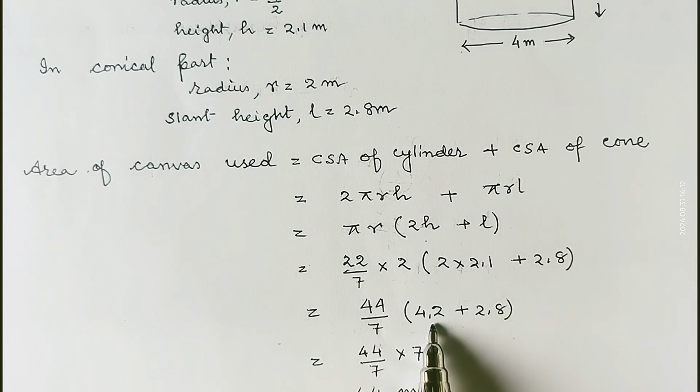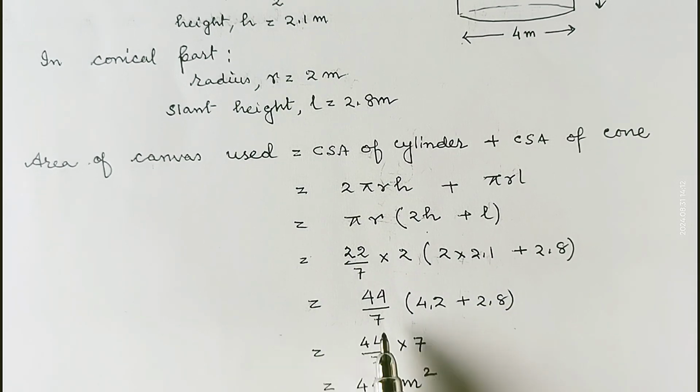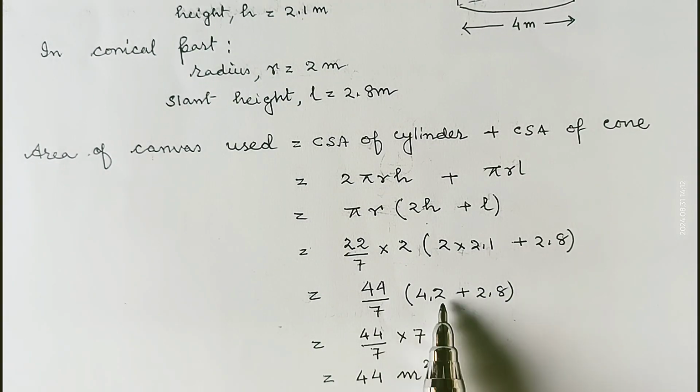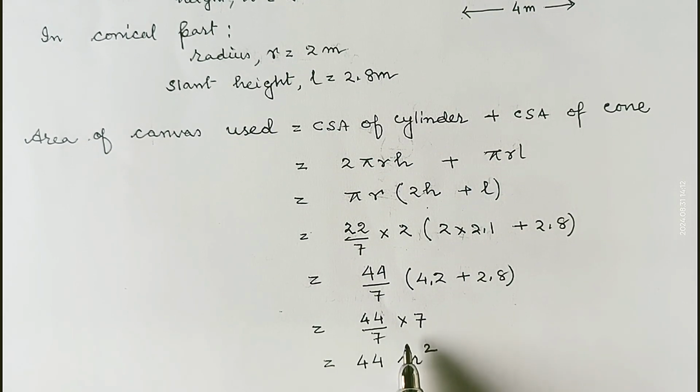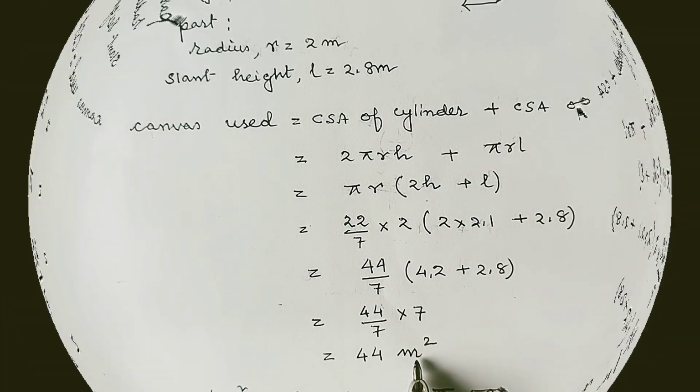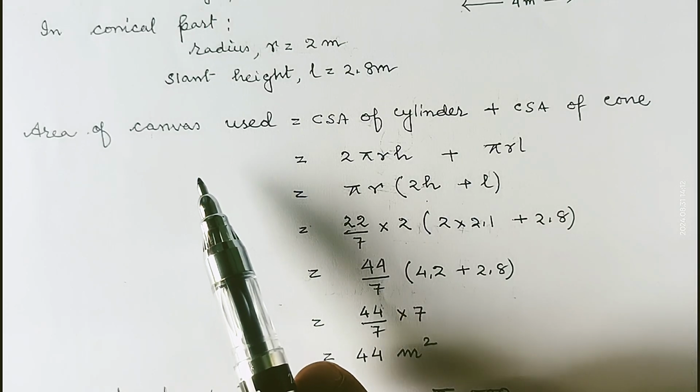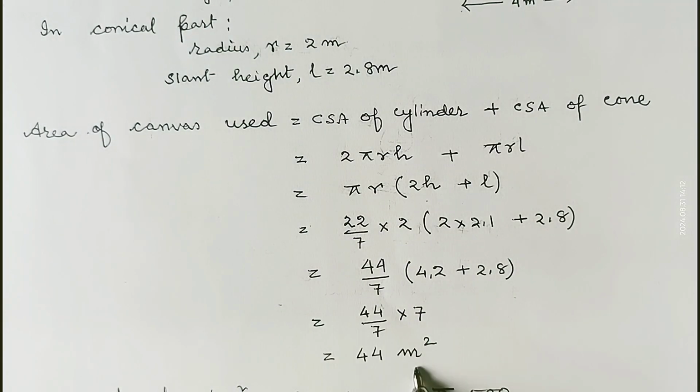2 into 2.1 is 4.2, plus 2.8. 44/7 into 4.2 plus 2.8 will give 7. This 7 can be cancelled. So we are left with 44 meter square. Therefore, the area of the canvas used is 44 meter square.